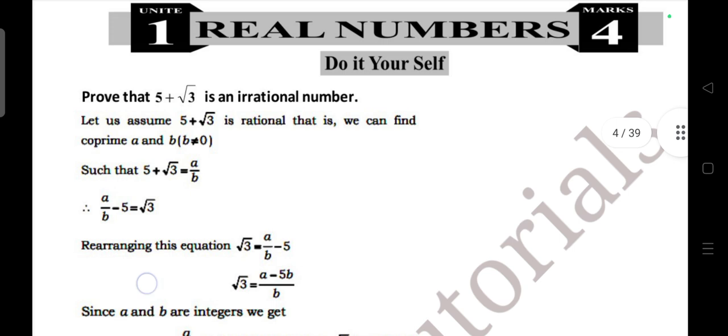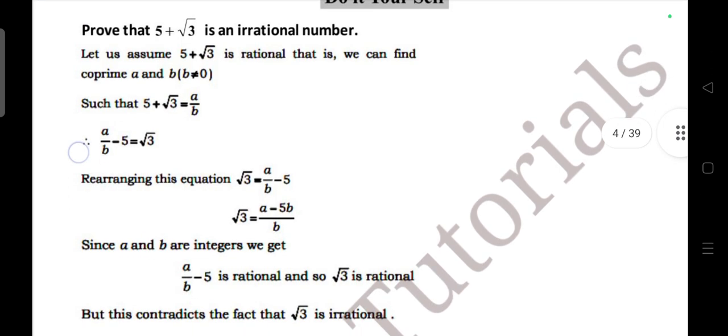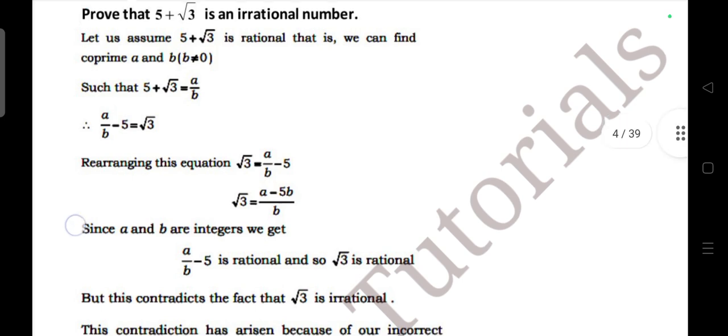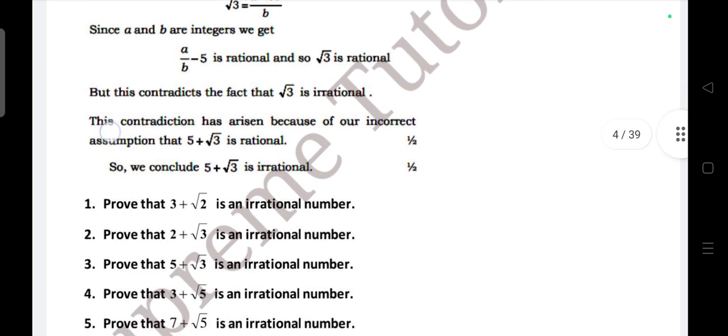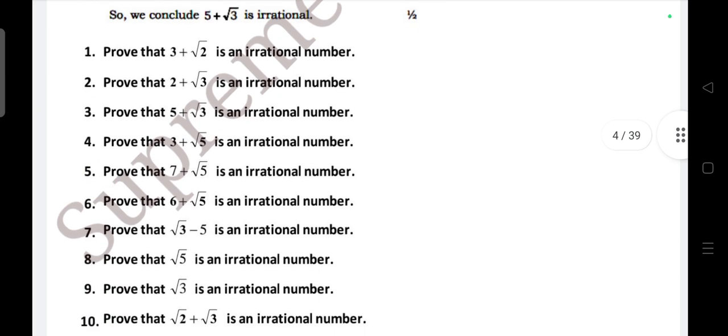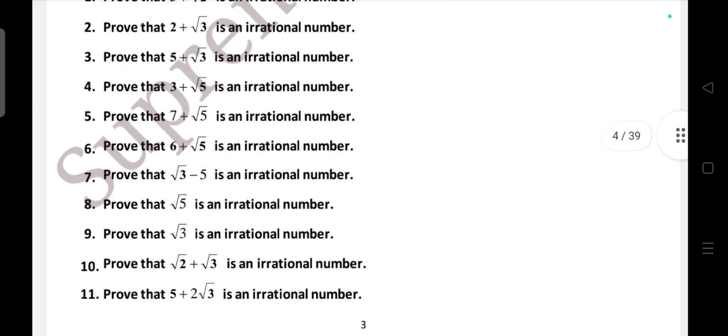Next, prove that 5 plus root 3 is an irrational number. So this is the answer. How to prove? This is definitely one question that will come. Likewise, some practice questions are there, just practice these two. Any one, 100%, it will come.